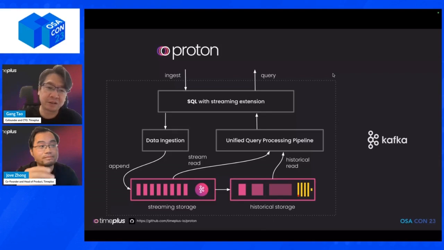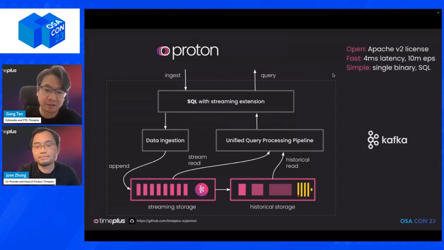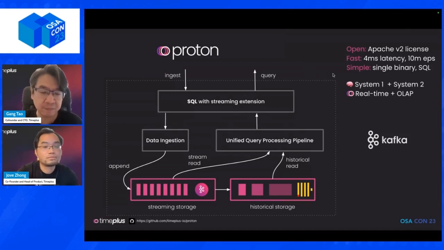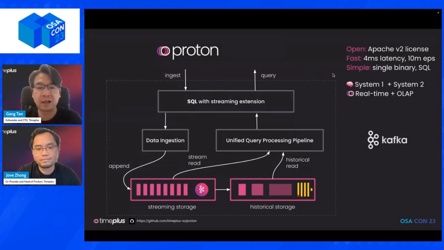We talk about the streaming processing and historical storage. A quick highlight of this architecture is that we have two storages, right? Streaming storage and historical storage. The streaming storage is something like an append-only log. It's similar to Kafka, but it's internal in Proton. And the historical storage is ClickHouse. Actually, it's an OLAP column database, right?